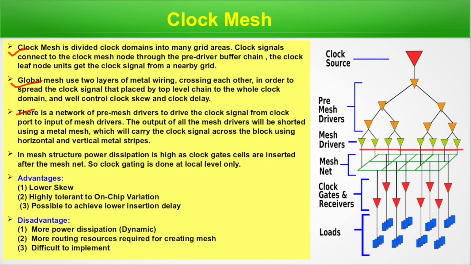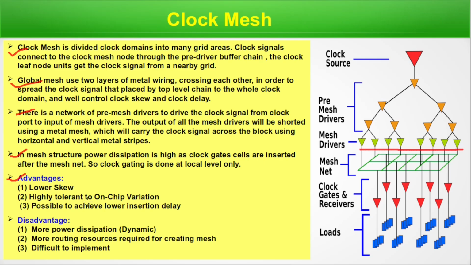The output of all mesh drivers will be shorted using metal mesh, which will carry the clock signal across the block using horizontal and vertical metal stripes. In mesh structure, power dissipation is high as clock gate cells are inserted after the mesh net, so clock gating is done at local level only.